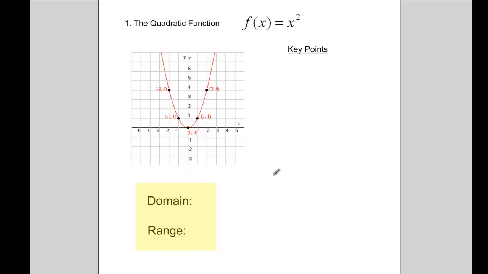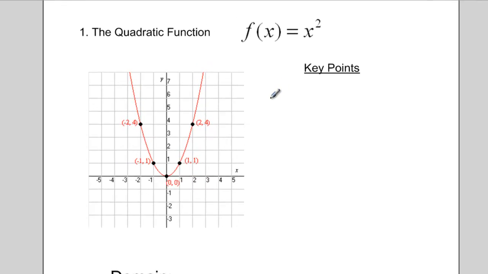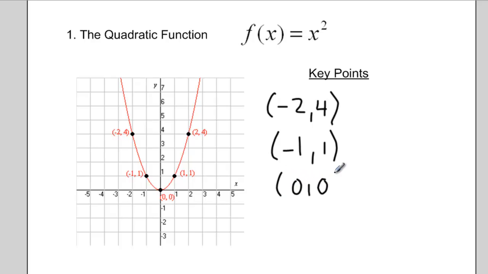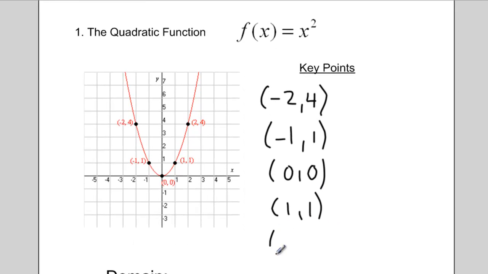So let's start with the quadratic function, which we've already seen many times before. We already see the graph, and our 5 key points are labeled on this graph. So here are the 5 key points. -2, 4, -1, 1, 0, 0, which is our vertex, 1, 1, and 2, 4.